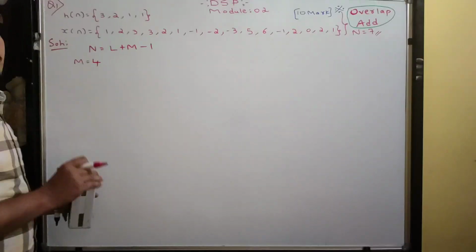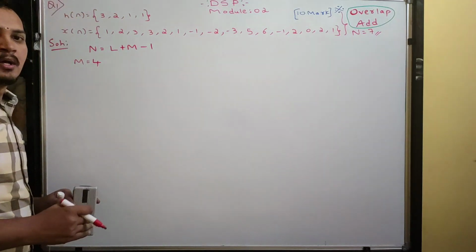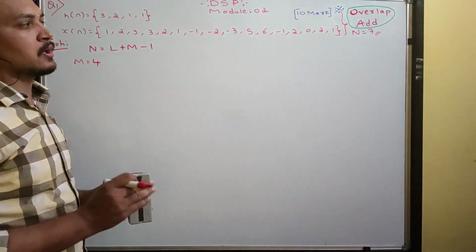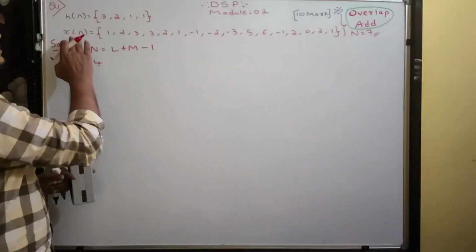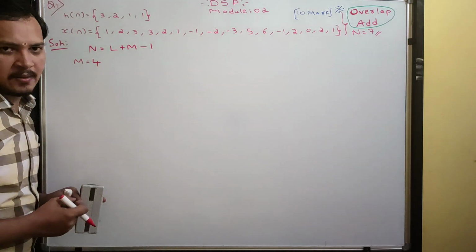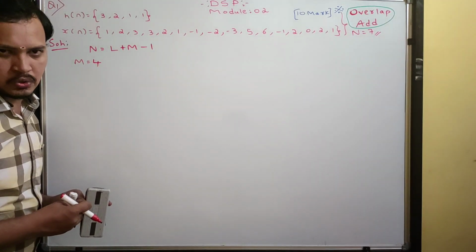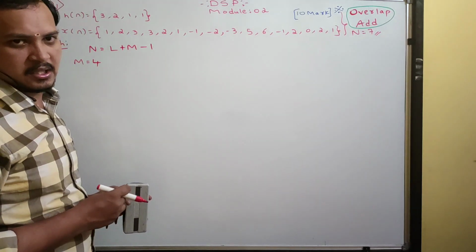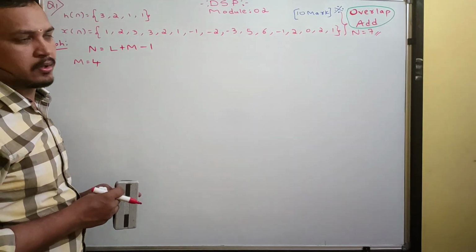The purpose of the overlap add and save method is linear filtering of a long data sequence. See, x of n has a large number of samples. It takes more time to do the circular convolution by DFT methods, formula methods. It takes more time. Okay, got it?